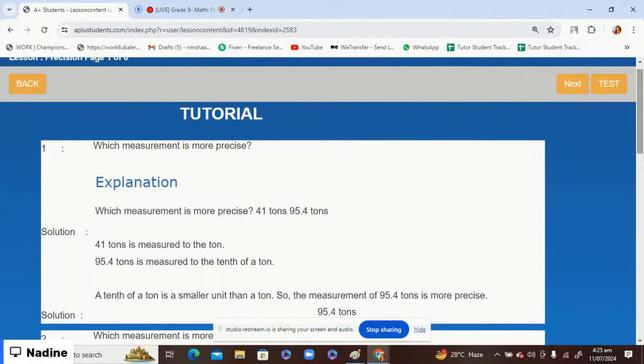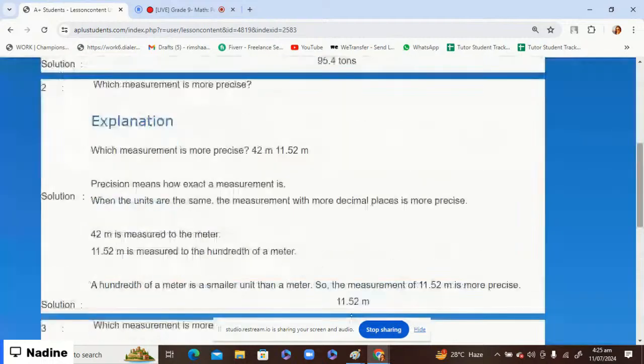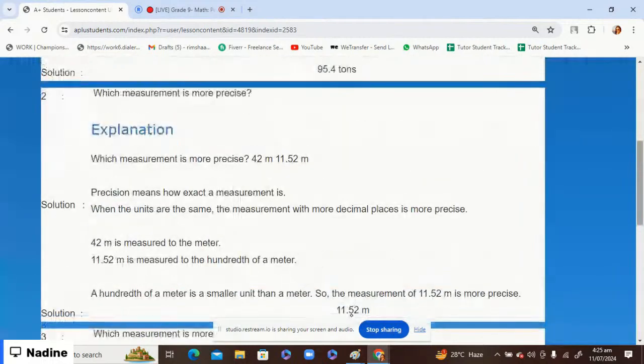Now, which measurement is more precise, 42 meters or 11.52 meters? Every number in the form of a decimal is easier to understand. You can measure it in the form of tenths place, hundredths place, in these kinds of questions. So for that we can say that these are more precise as compared to the other one.